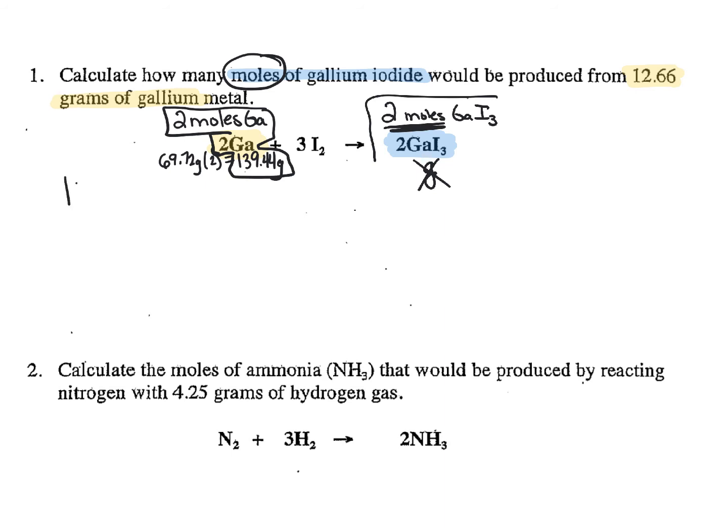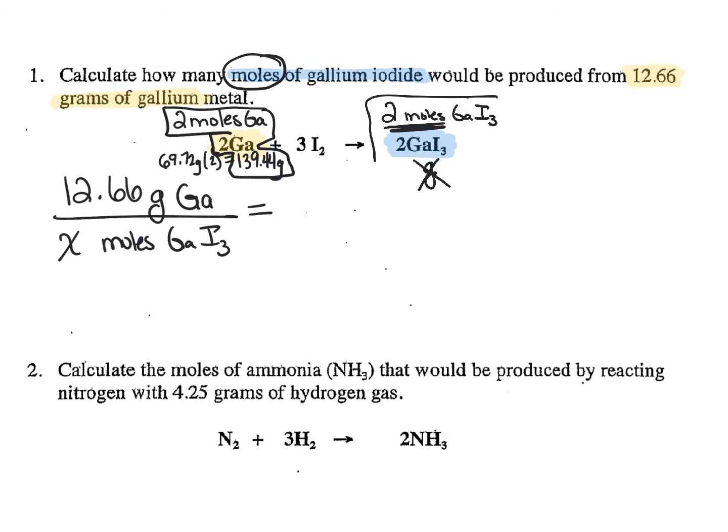So we start the problem by putting what we're given on top. We're given 12.66 grams of gallium. On the bottom, we're going to put our unknown, X moles of gallium iodide, because that's what we want to solve for. On the other side of the ratio, we're going to put the grams of gallium on the top that the recipe tells us. And the reason we're doing grams and not moles is because we're given grams. So according to the recipe, it's going to be 139.44 grams of gallium are needed.